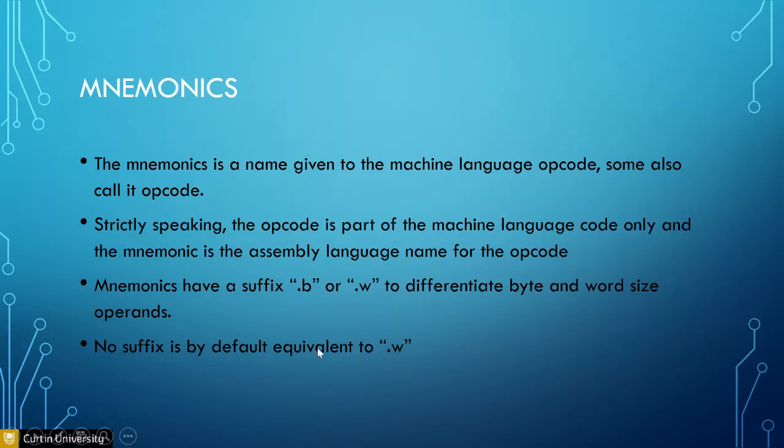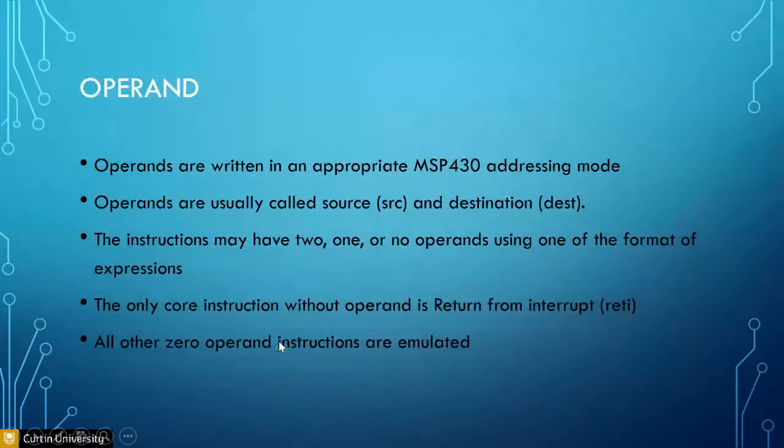Okay, no suffix is by default equivalent to .w. So I repeat again this example. For all these instructions, you have two versions. You can affect the lower byte only, or you can affect the higher byte and the lower byte. If you want to affect the higher byte and the lower byte, it's .w. Lower byte only is .b.